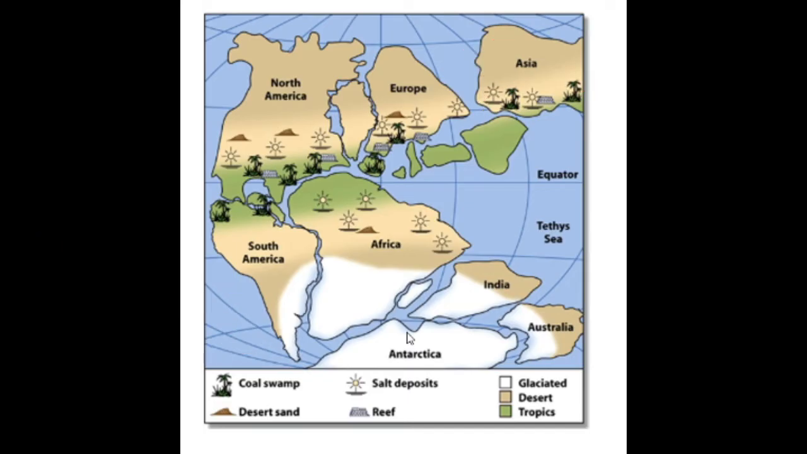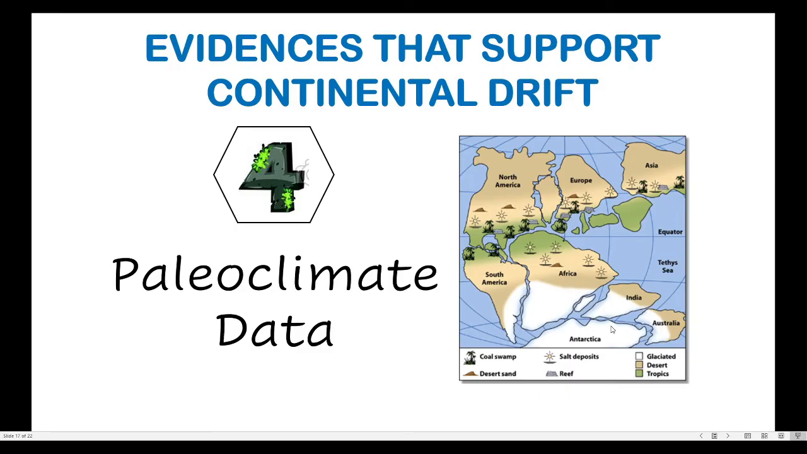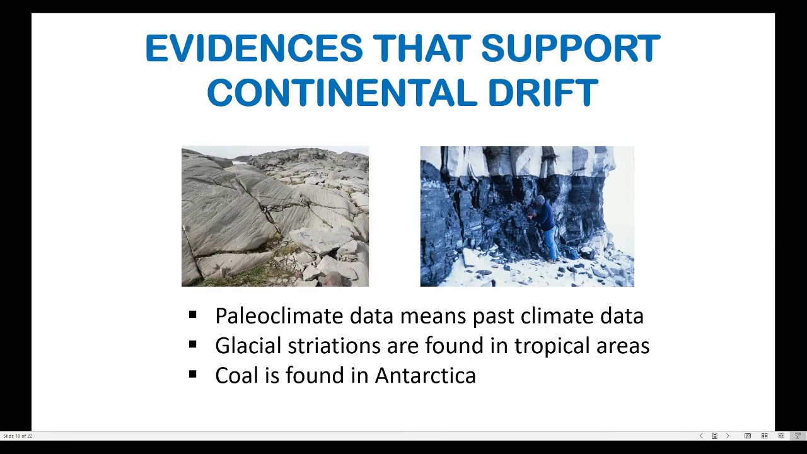Whereas as you go farther to the top and farther to the bottom, it should be colder and they should have snow. So you will be expecting that these tips of the continents South America and Africa and the southern tip of North America and Europe and Asia should have fossils that are related to having a higher temperature, and the fossils or the marks found in these areas should have relation to these areas being cold. However, that is not the case. What happened? It was found that glacial striations are found in tropical areas and coal is found in Antarctica.